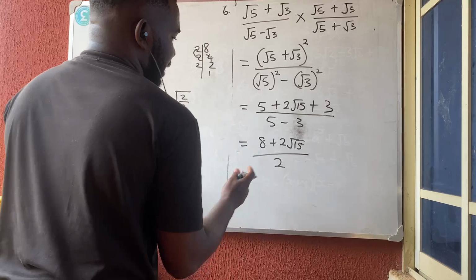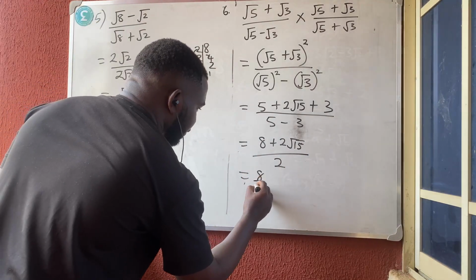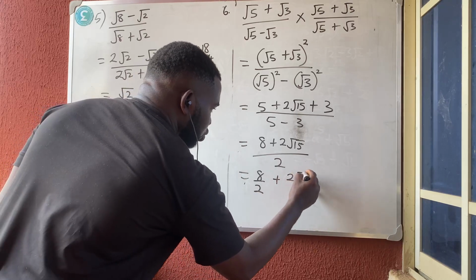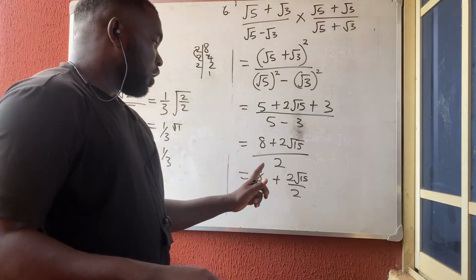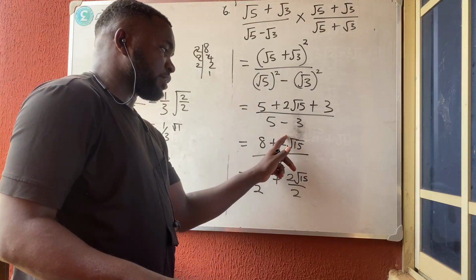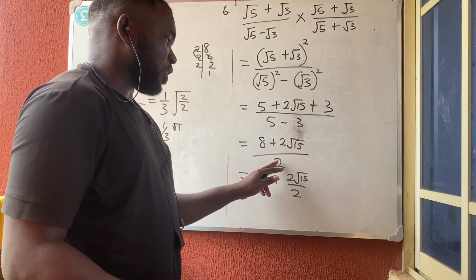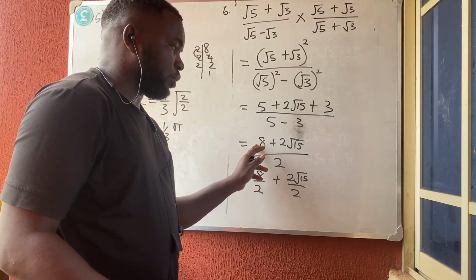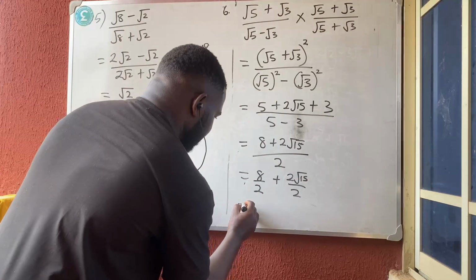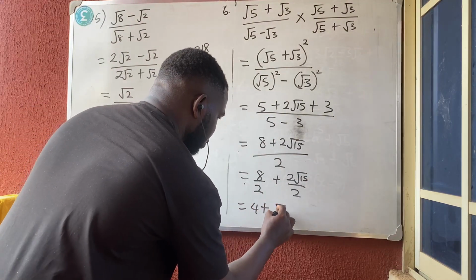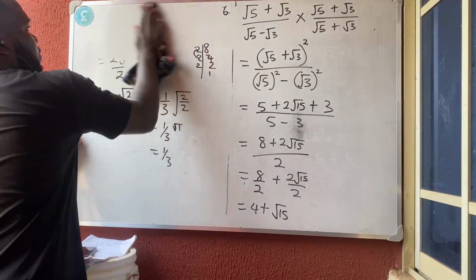Now, if you look at this, I can decide to separate it because I know that they can divide each other. So I have 8 will divide by 2 plus 2 root 15 will divide by 2. The reason I'm separating is because anything you do to this person, you must do to this person. Okay, don't go and say that maybe I'm having 5 here and they cannot divide, so I'll just use 2 and divide only this. It's not possible for addition and subtraction. Anything you do to this person, you must do to this person. So my answer is now 4 plus root 15. Okay.